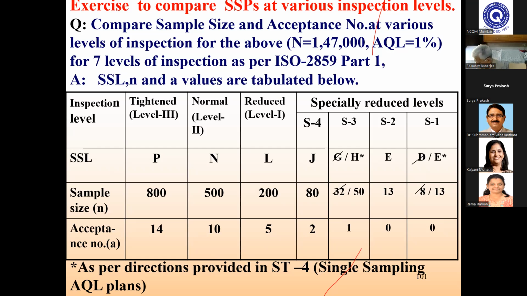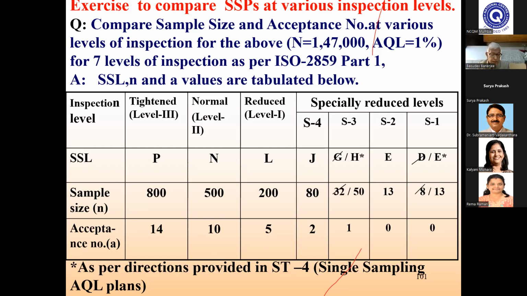Which table do we have to look at, sir? ST2 has many. ST3, yes, sorry, ST3. Yes, ST3, the same. For 1 lakh, what was found for normal level was N. For tightened level, how much? Tightened level is P. You see, it is written here, P. So P is 800.